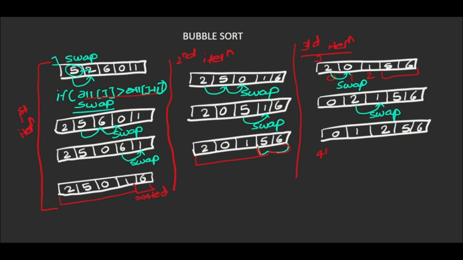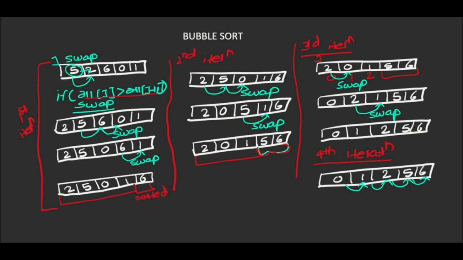So we'll do the fourth iteration. In the fourth iteration, we have the array 0, 1, 2, 5, 6. We will compare each element, but since the previous element is not greater than the next element, there won't be any swapping. No swap will happen. That means our array is sorted.